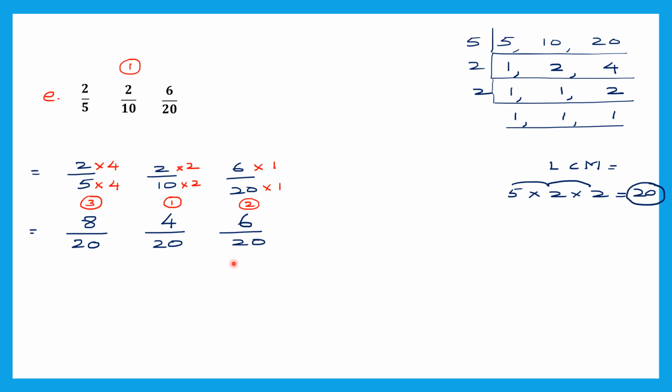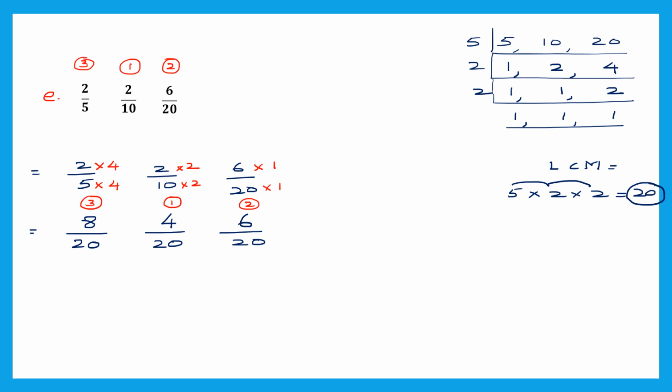Now let's look at this. Here 6 by 20 will come second. 6 by 20 is this fraction, 6 by 20 itself. So that will come second. Then we have 8 by 20 which is third. So that will come third. So this is the third one.